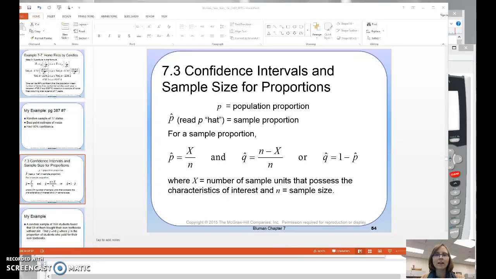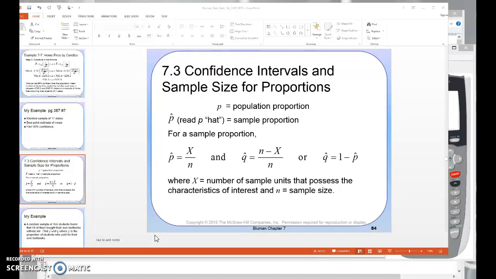Section 7.3, Confidence Intervals and Sample Size for Proportions. Proportions represent a part of the whole. It can be expressed as a fraction, decimal, or percentage. Proportions can also represent probabilities and can be obtained from samples or populations. That's where this fits into our statistics class.